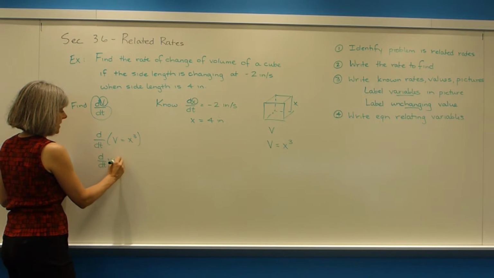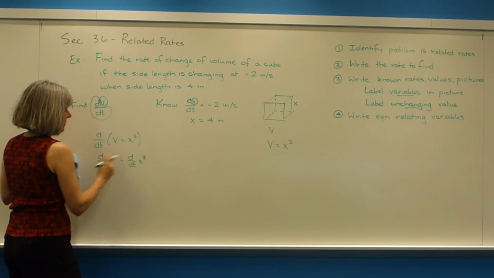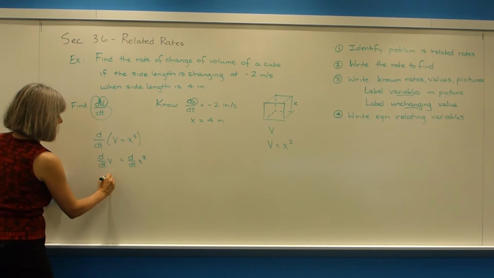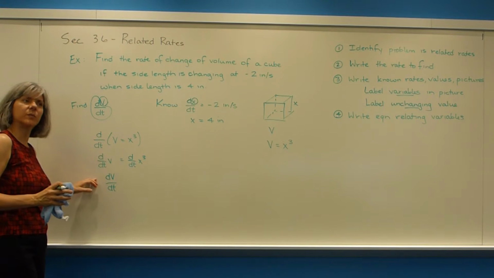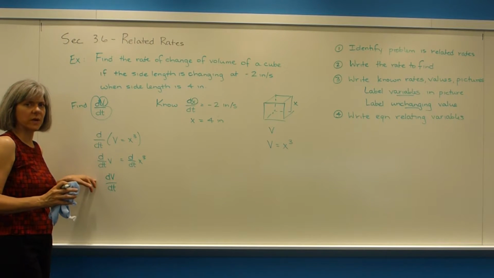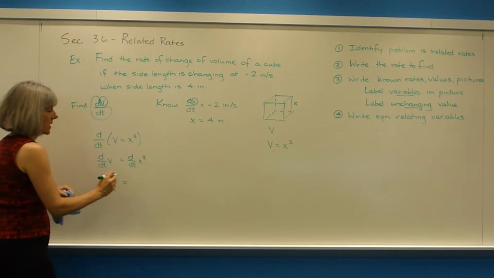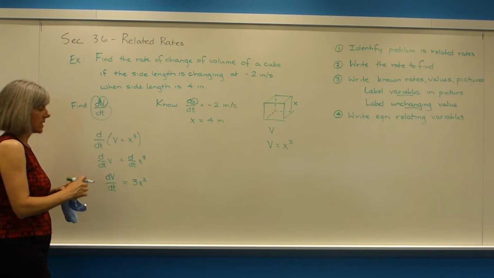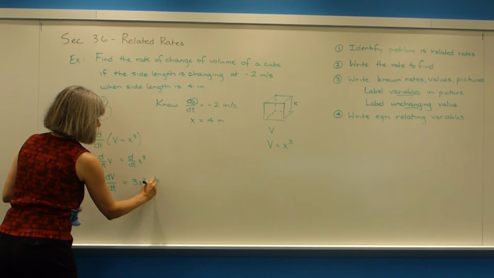d/dt of V is equal to d/dt of x cubed. d/dt of V is just dV/dt. There's nothing else to do with that. And sometimes in related rates you'll have that. Sometimes you won't. So sometimes it won't work out as simple as this. Over here, variables don't match. So that means I handle the outside, 3x squared, times the derivative of x with respect to time.